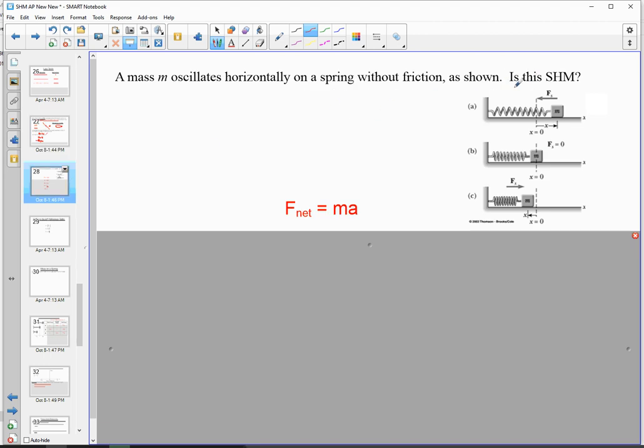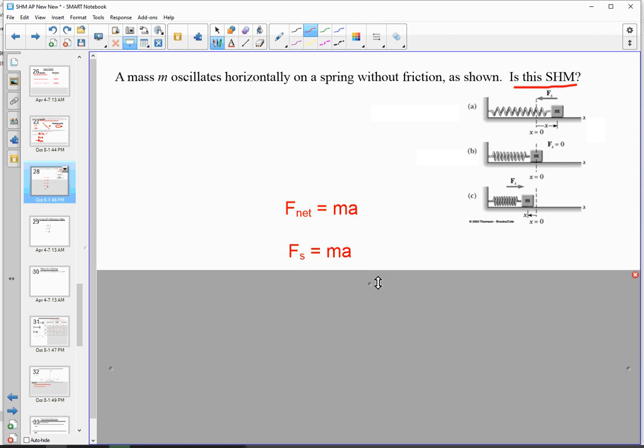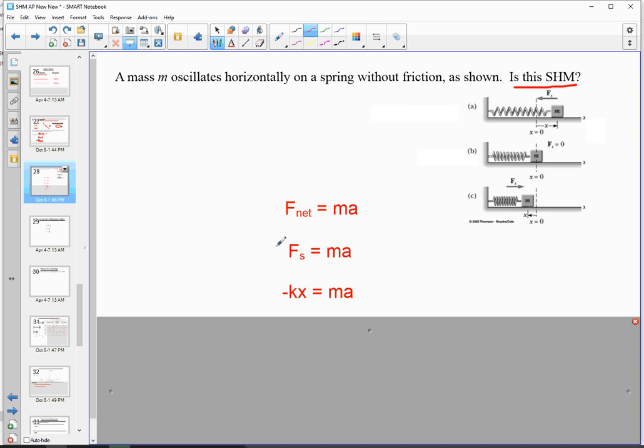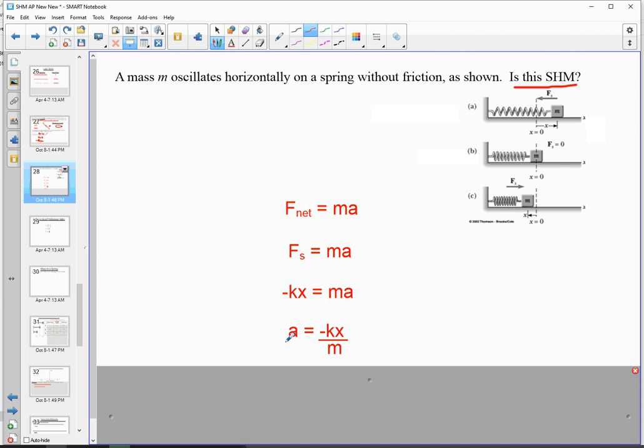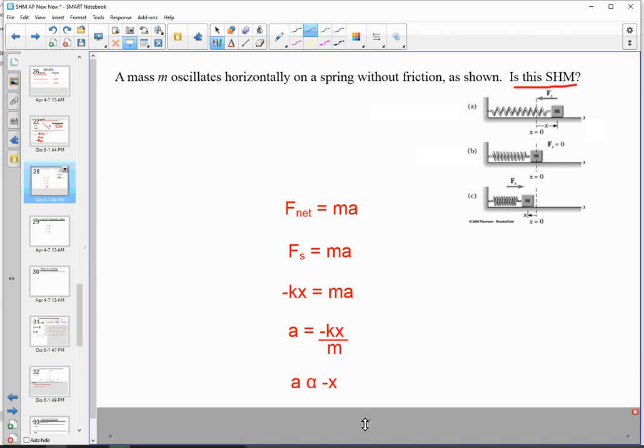So here we have, we just answered this question, but we'll take a look at it in a little more detail. We have a mass oscillating on a spring, and we have F net equals ma. This time we have a spring force. If we put in the spring force, it's minus kx. And then if we rearrange for a, we get acceleration is equal to negative kx over m. And there we see that the acceleration is proportional to, there's our negative, there's our x. So this is the classic case of simple harmonic motion, the mass oscillating on a spring.